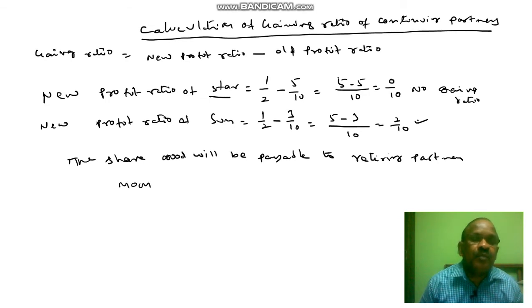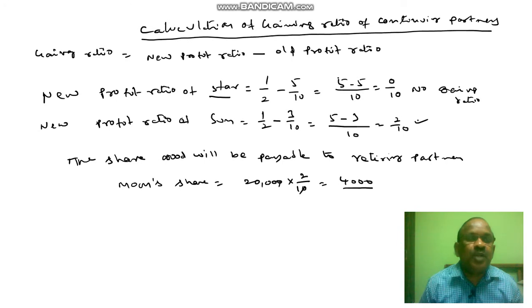Here, for Moon's share, they decide 20,000 of goodwill. So his share is 2/10, in the ratio 5:3:2. So his share is 4,000. So the retiring partner's goodwill is 4,000. That will be payable by whom? Sun will pay, because here the gaining ratio is 0:2. That's why the gaining partner is Sun only, and the retiring partner's goodwill is payable by Sun only.